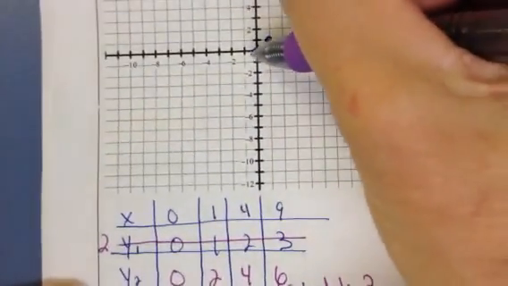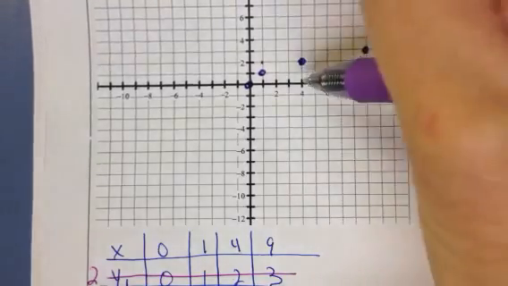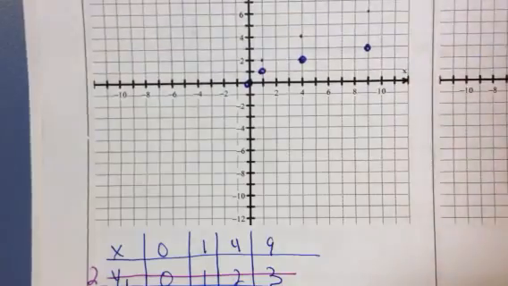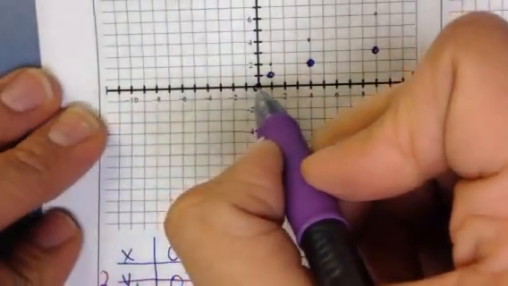So right now 0, 0 doesn't get to stretch, but 1, 1 has stretched to 1, 2, 4, 2 has stretched to 4, 4, and 9, 3 has stretched to 9, 6. But they're not going to stay there. They're still each going to go right 1 and up 3. So don't forget 0, 0.